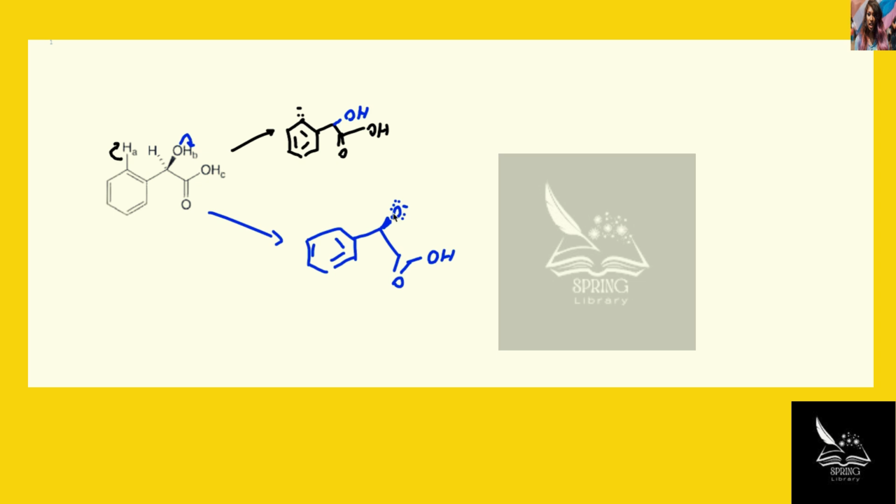So in terms of stability, losing HB is more favorable than losing HA because it puts a negative charge on a more electronegative atom, oxygen, than on a less electronegative atom, carbon. So the conjugate base of losing HB is going to be more stable than the conjugate base of losing HA.